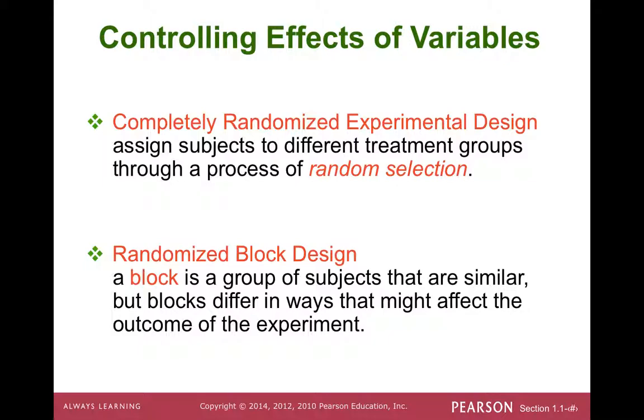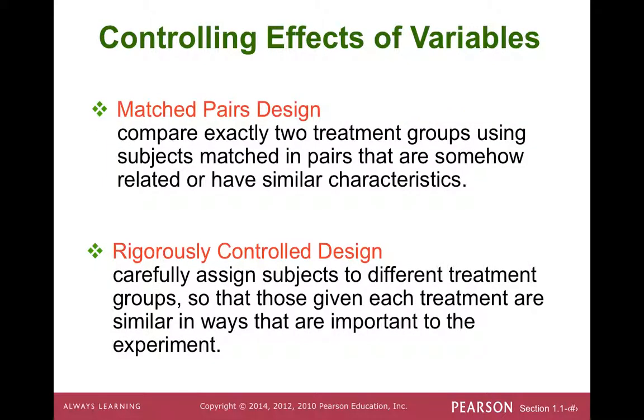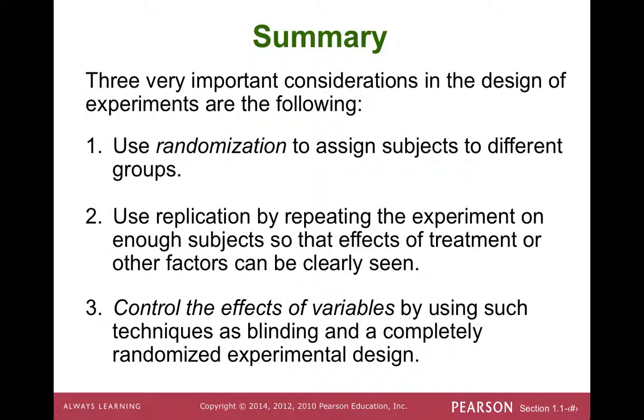Some of the other effects of variables that we need to make sure is that we assign the subjects to different treatment groups by random selection, that we separate blocks of people so that we don't have all the same kind of people in each group. A matched pairs design would have two people that are very similar in a lot of areas, one assigned to each group. And a rigorously controlled design is where we carefully assign subjects to groups so that those given each treatment are very similar, at least in the ways important to that experiment.